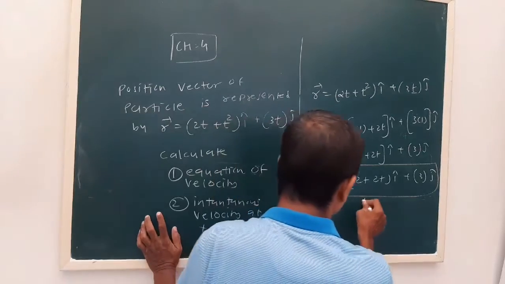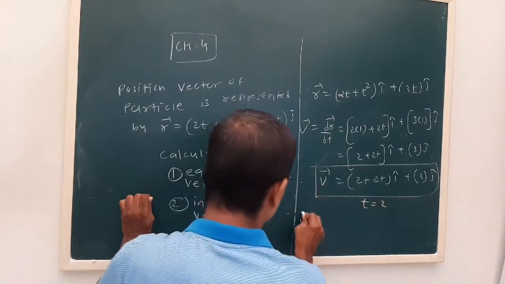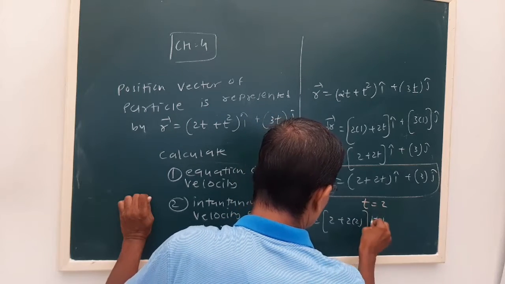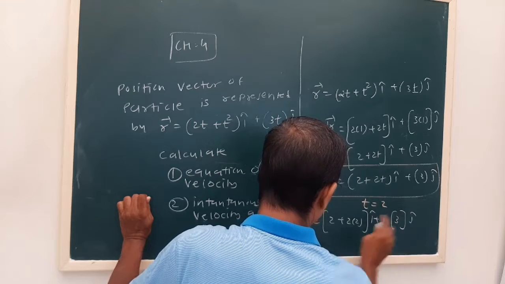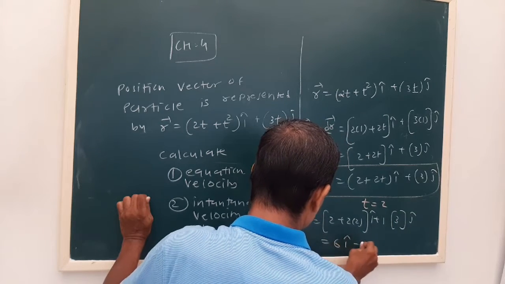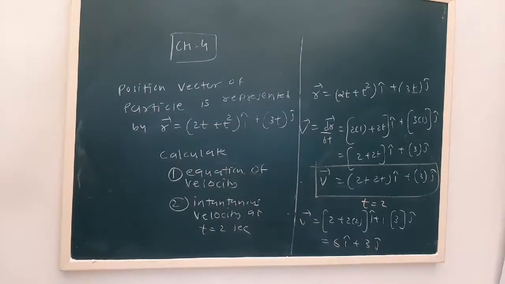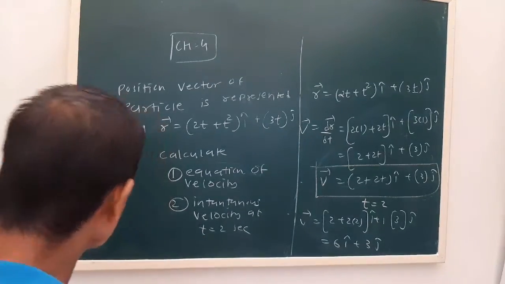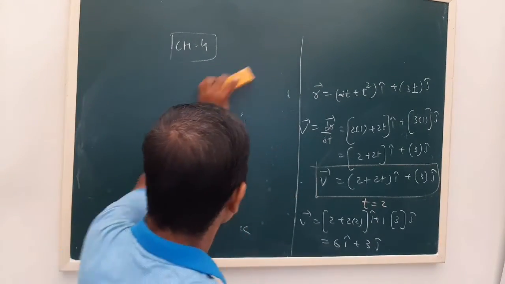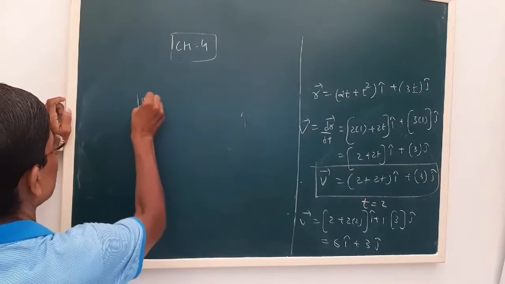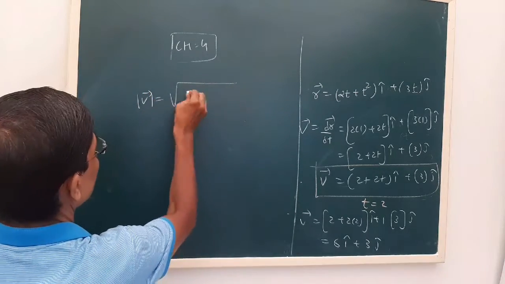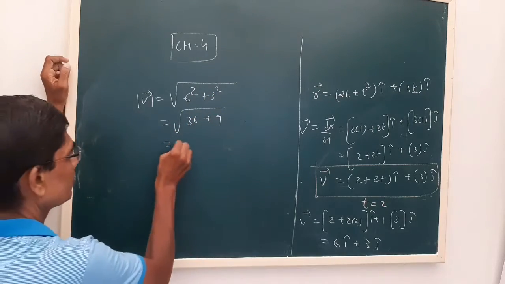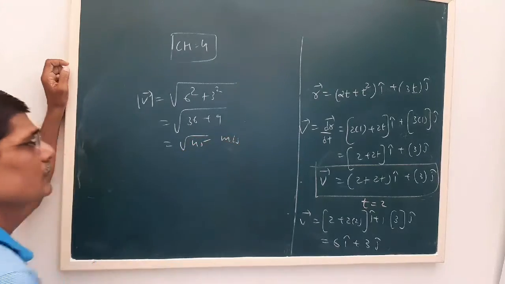If I substitute t equal to 2 here, v is equal to (2 plus 2 into 2) i, that is 4 plus 2, 6 i, plus 3j. This is the equation for the instantaneous velocity at 2 seconds. Now see the magnitude part.